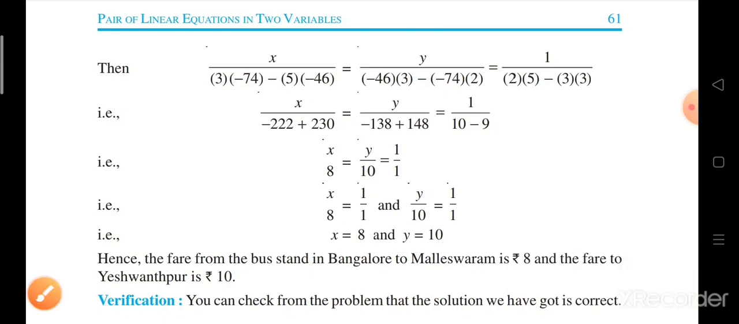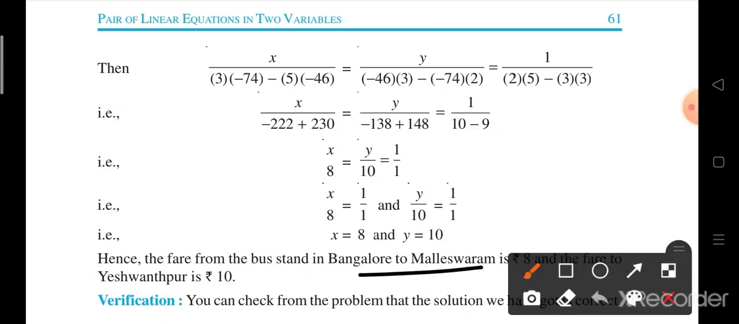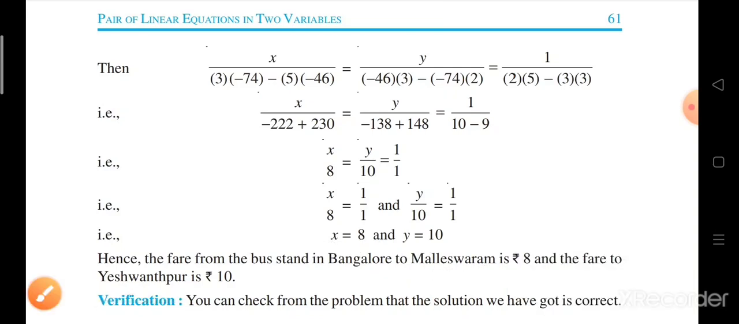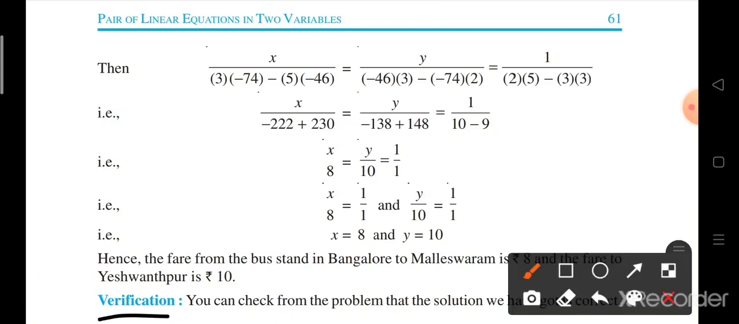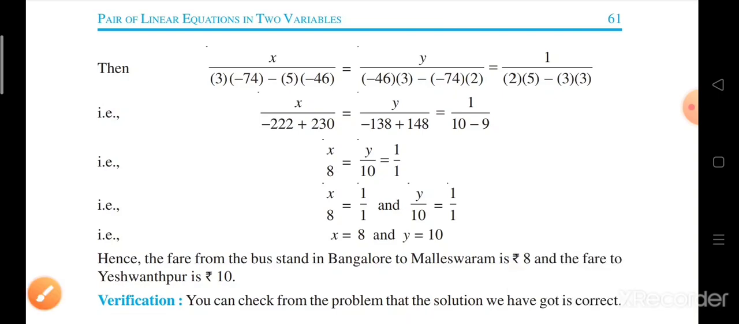So the cost of a ticket from Bangalore to Malleshwaram is 8 rupees, and from Bangalore to Yashwantpuram is 10 rupees. This has been done with the help of the cross multiplication method. You can check the problem with this pair of solution, 8 comma 10, that is x is 8 and y is 10, and verify that the solution we have got is correct.